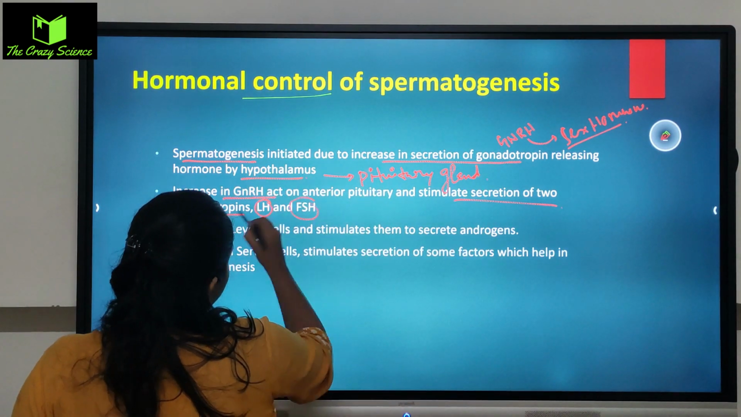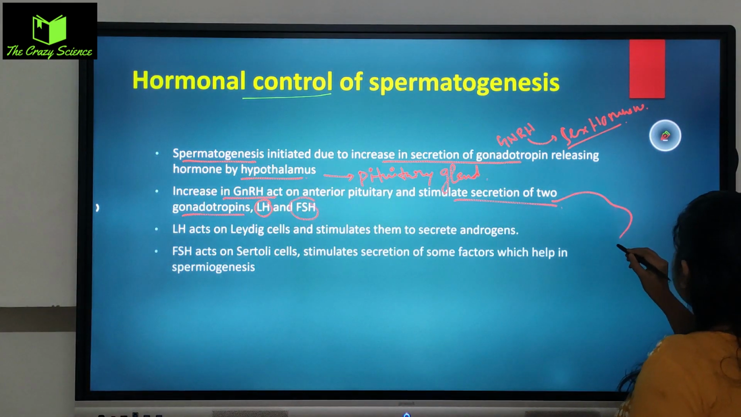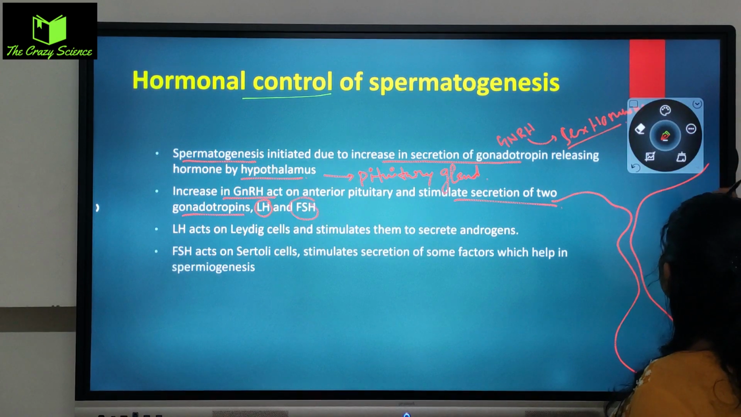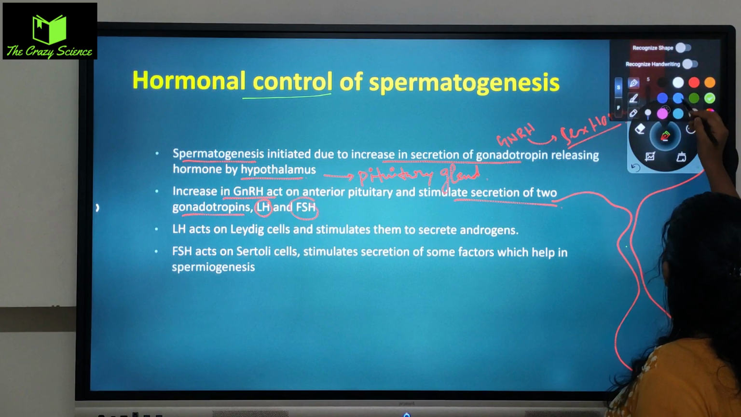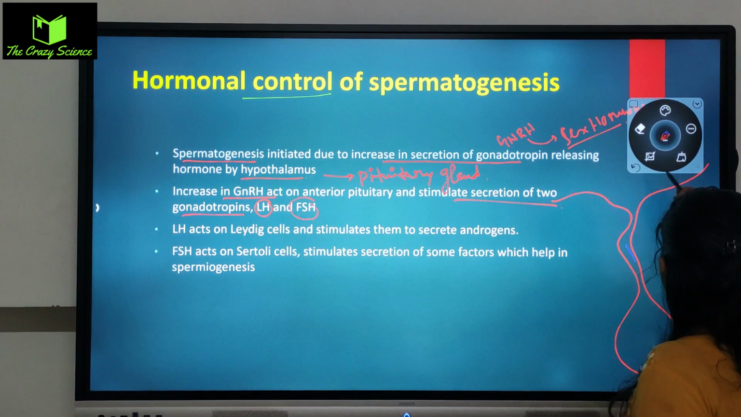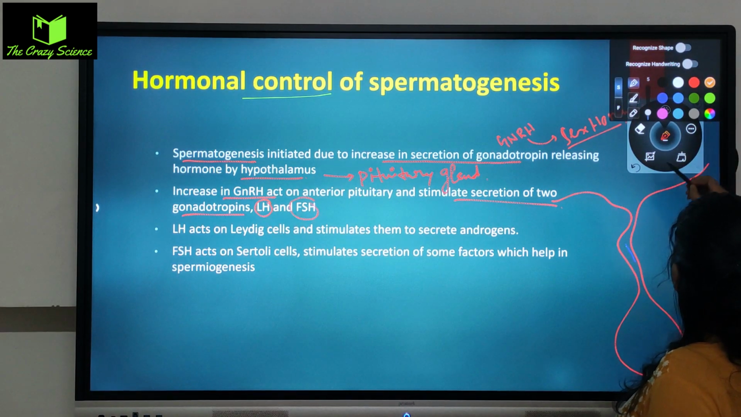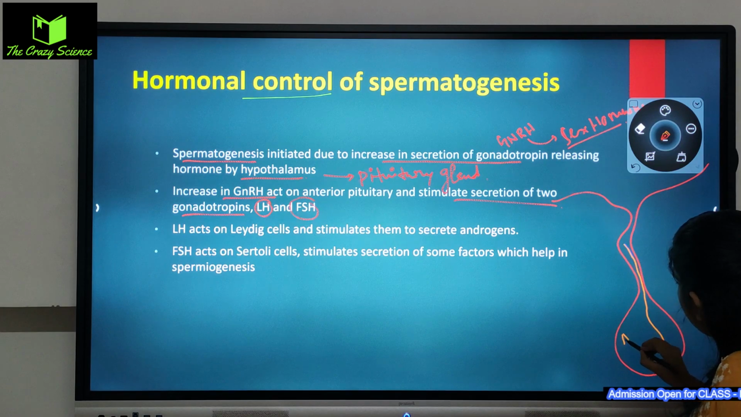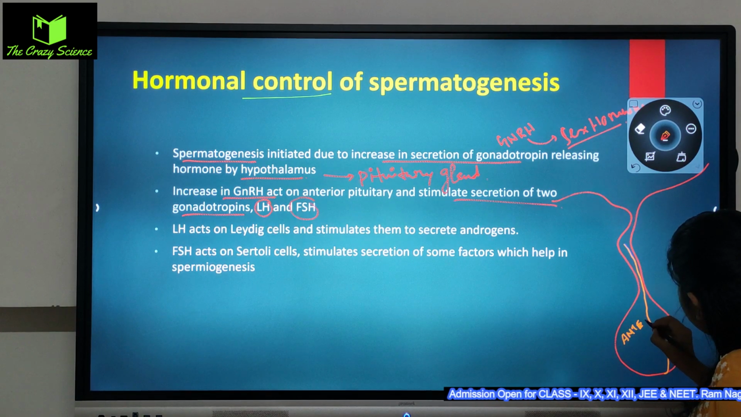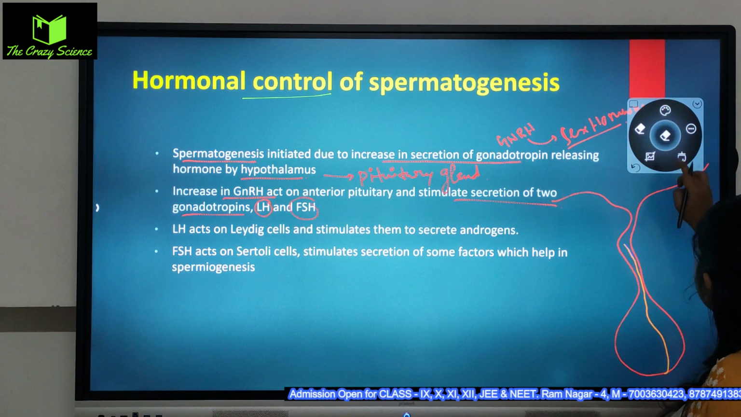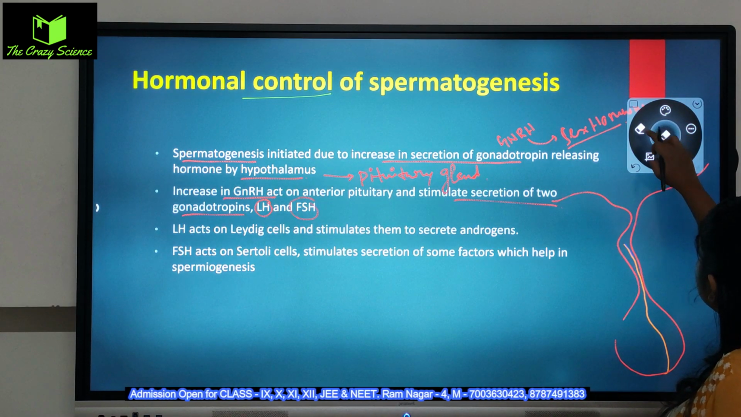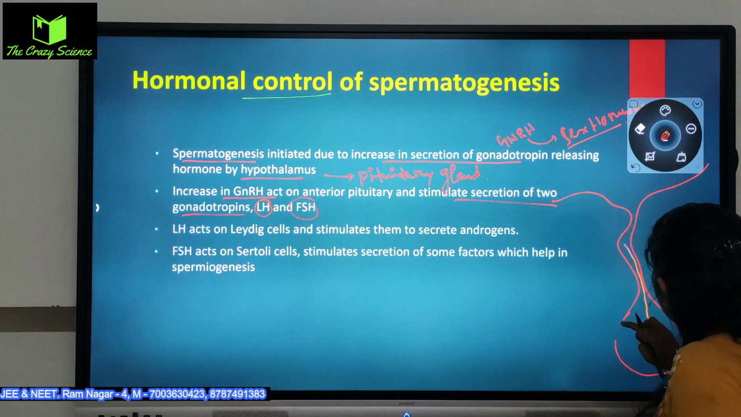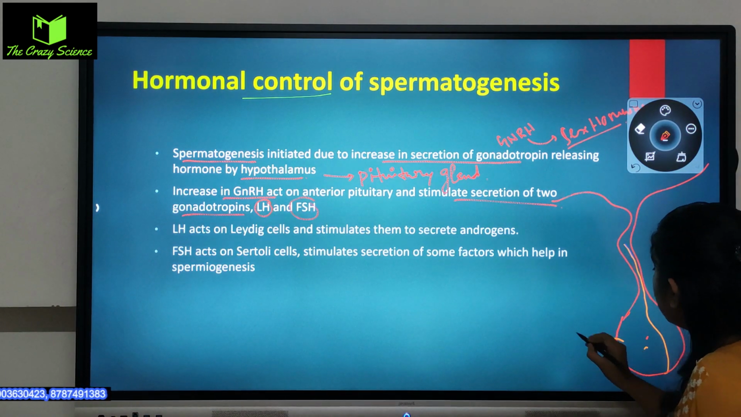gonadotropins LH and FSH. So basically this is the structure, যেখানে তুমি দেখবে কি, this is called the anterior pituitary. এটাকে আমি বলতে পারি anterior pituitary, এটাকে আমি বলবো anterior pituitary, this is called the anterior pituitary.